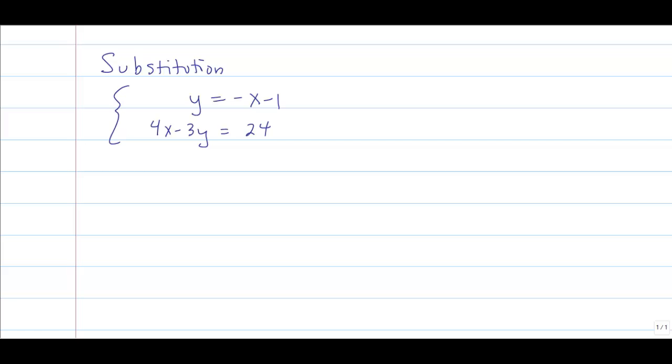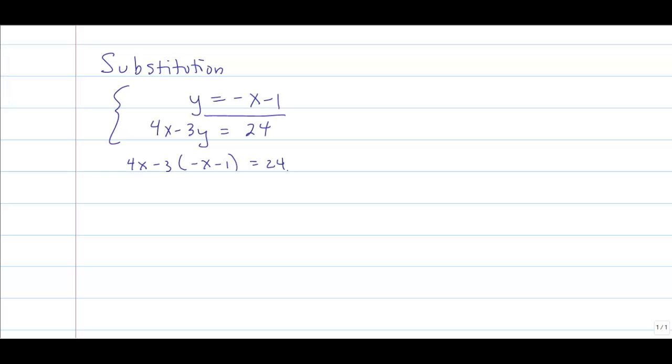Another way of solving a system of linear equations is by substitution. This is one of the algebraic methods, and it works very well if you already have one variable in terms of another variable. For instance, with this system, y equals -x minus 1. So what I can do in the second equation is anywhere I see y, I'm going to put parentheses, -x minus 1. So all I've done is substituted the value y with -x minus 1.